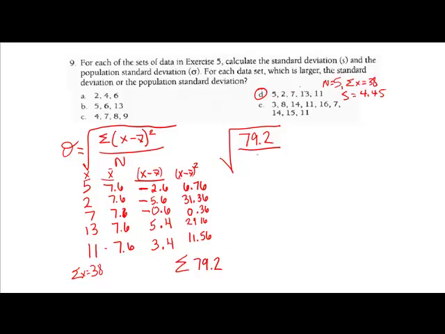So now my 79.2 is divided by 5. 79.2 divided by 5 in the calculator equals 15.84. So I'll do the square root, find my check mark button. The square root of 15.84 equals 3.9799, and of course that's going to round up to 3.98.